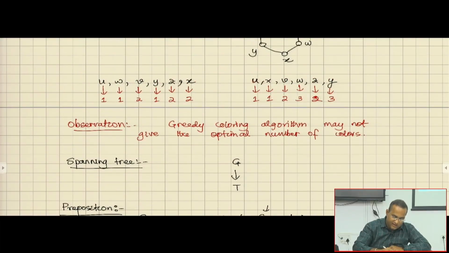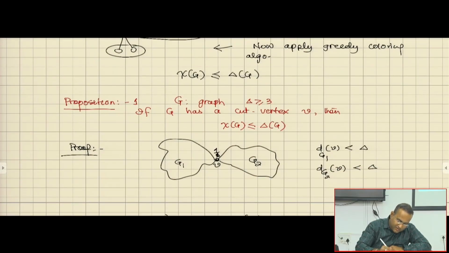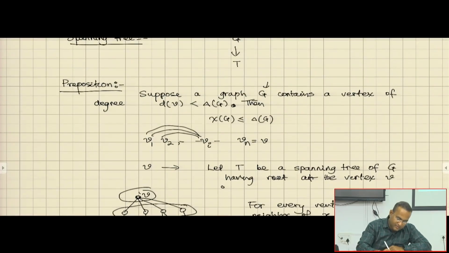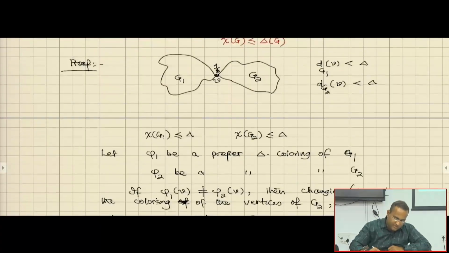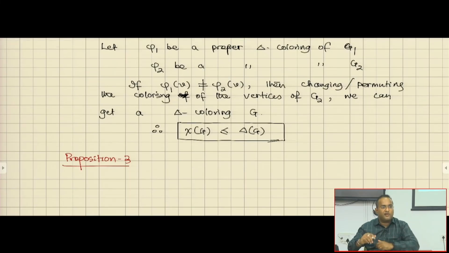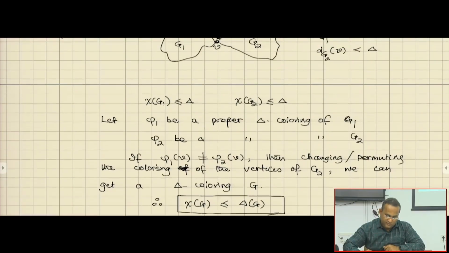Let us make this one proposition 1, this one proposition 2 and proposition 3. So a delta 2 graph will be a path or a cycle, that's fine. There it is easy to prove; the thing we want to avoid is the odd cycle there.